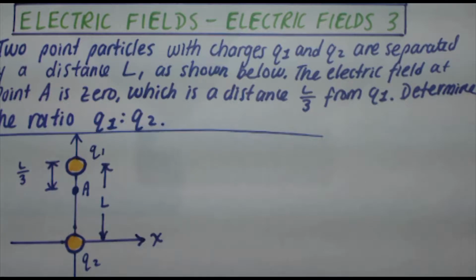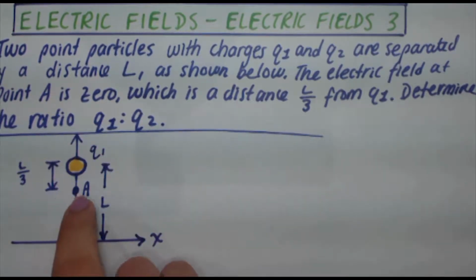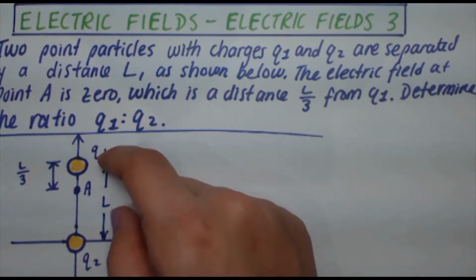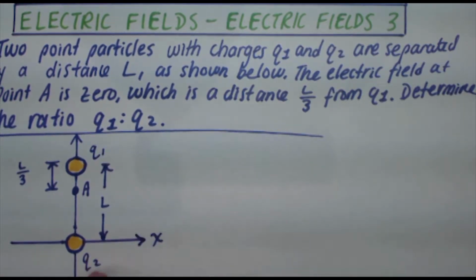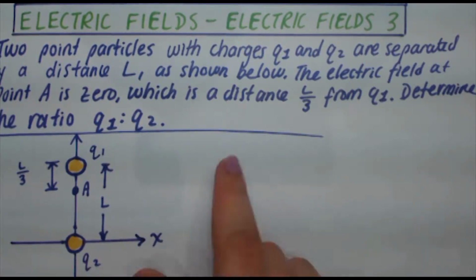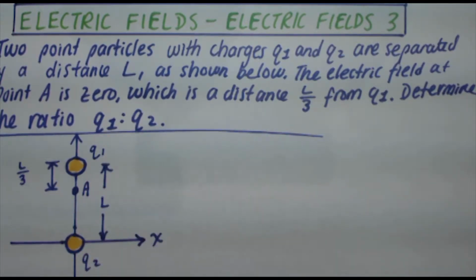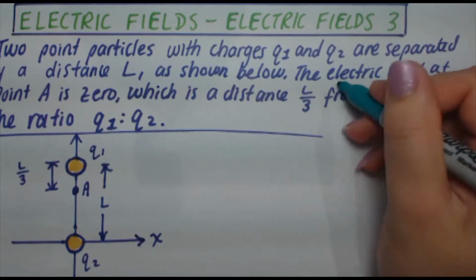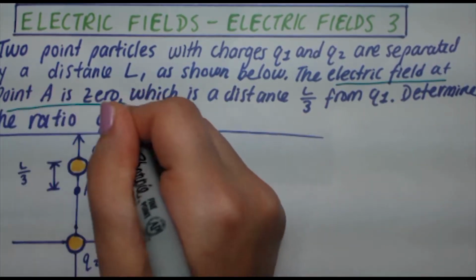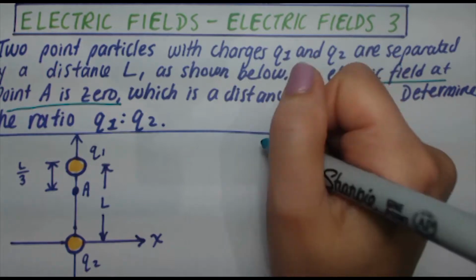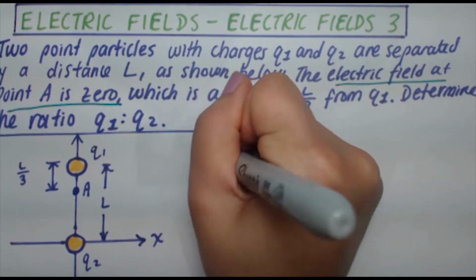Okay, so this is the diagram we've been given in the picture. So here we have A. A is a distance of L over 3 from Q1. Q1 is a distance of L from Q2. We have to figure out the ratio Q1 to Q2. Now, a key piece of information in this question is that the electric field at point A is 0. Based on that, we're going to make a mathematical expression to solve from that starting point.